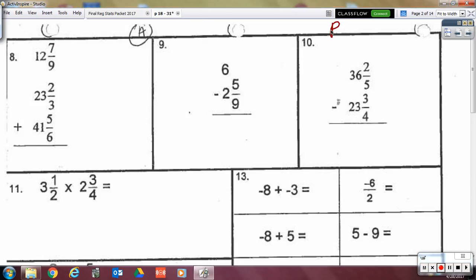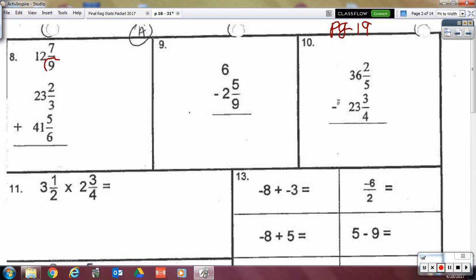Okay. So we're on page 19, and we need to talk about when you find common denominators, when you don't need to find common denominators, how you borrow with fractions, and so on. So lots of things going on here, okay? So here we go. First problem, number 8. You do need to find common denominators.